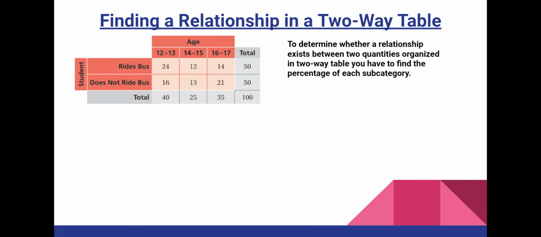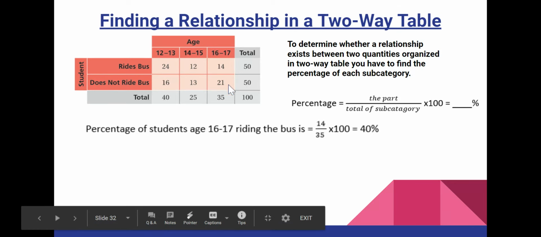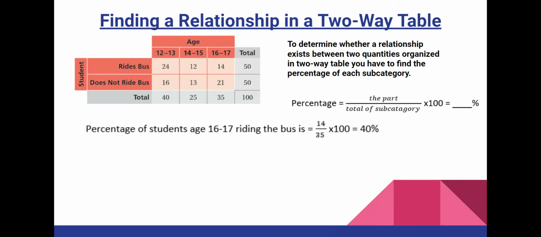16 to 17, who rides the bus? What percentage of students age 16 to 17 ride the bus? The way to do that is to follow this equation. Percentage equals the part you're asking for divided by the total of the subcategory, times 100. So to find the percentage of students age 16 to 17 riding the bus, you take the 14 divided by the total 35, which gives you 0.4, and then multiply it by 100, which gives you 40%. So the number here is 40%.